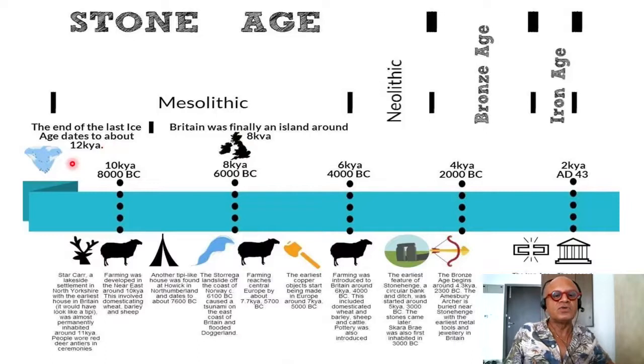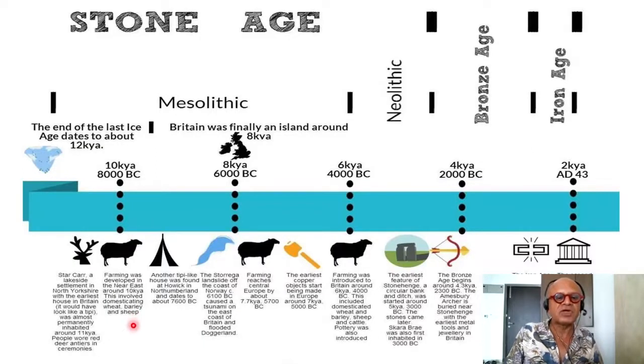So if we want to look at a little bit more detail here, 10 kilo years to 8000 BC, Star Carr, a lakeside settlement in North Yorkshire with the earliest house in Britain. It would have looked like a tipi, and was almost permanently inhabited around 11,000 years ago. People wore red deer antlers in ceremonies, so some kind of a tribal structure was already there.